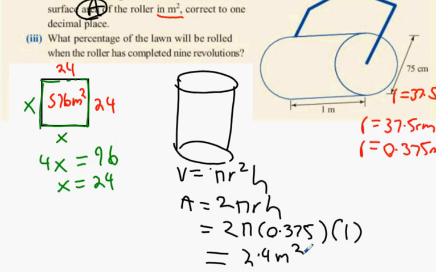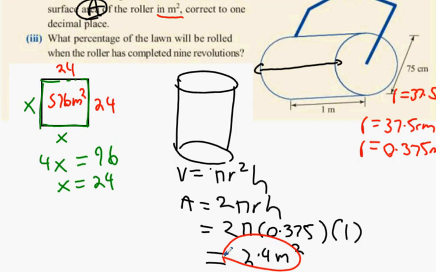Now, every single time you complete one revolution, how much area gets covered every single time you roll the full cylinder? Anybody remember? When you roll the cylinder, you roll a full rectangle. So when you roll this here, you're basically rolling the surface area every time. That's how much you cover every roll.